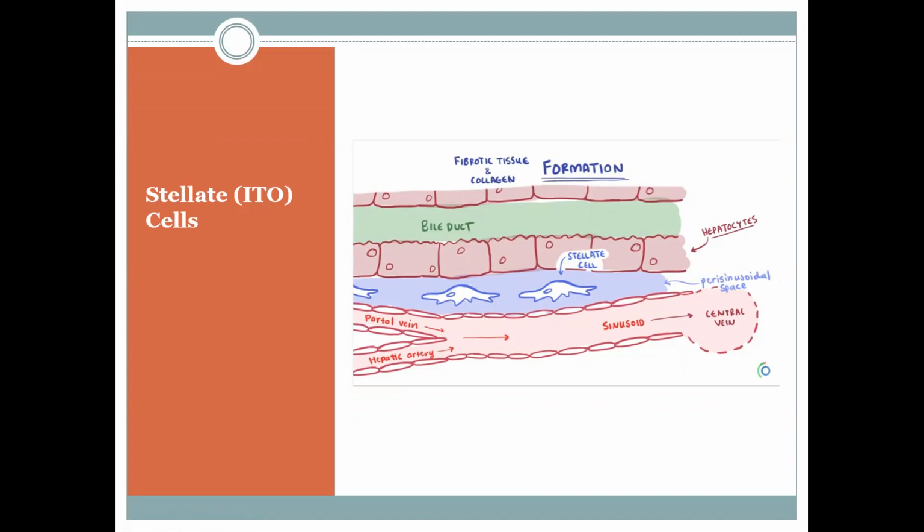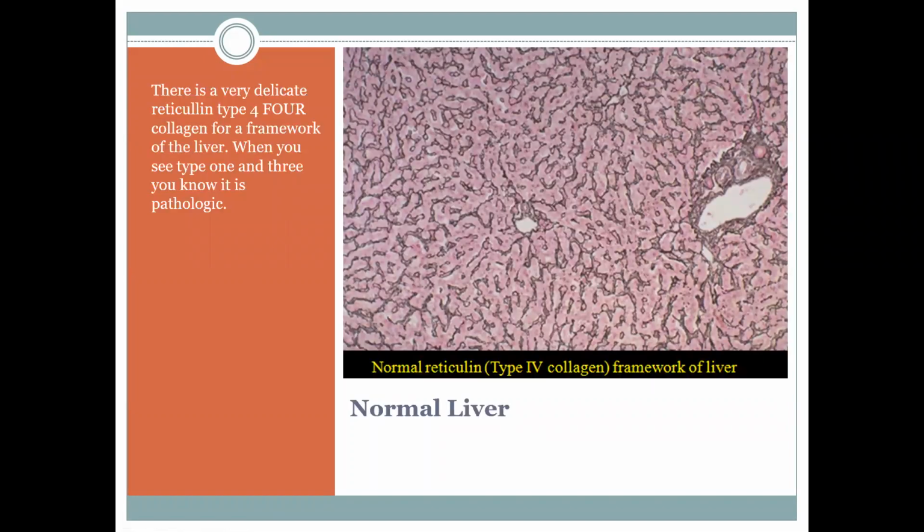This is an example of the normal architecture of the liver, where you see that the hepatic cords are lined by this very thin, interrupted layer of type 4 collagen. We could see also from this architecture that there are no nodules. There is no nodular architecture in a normal liver.